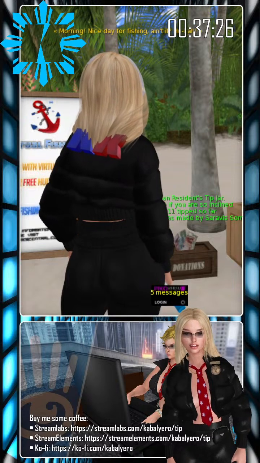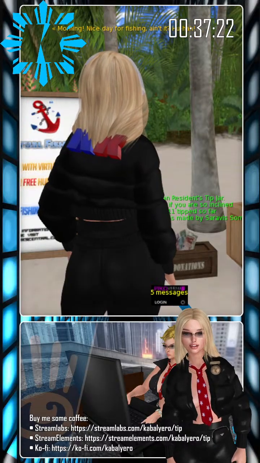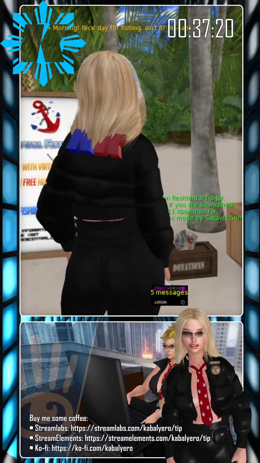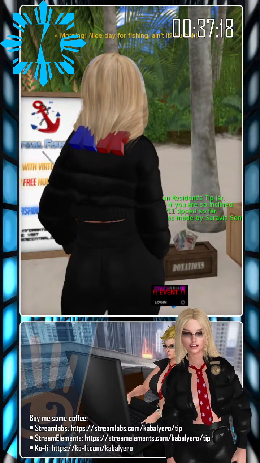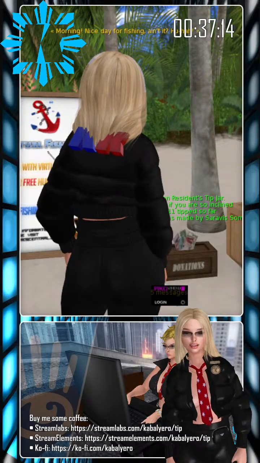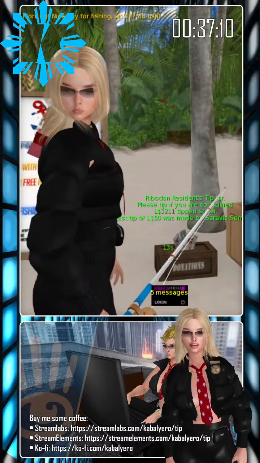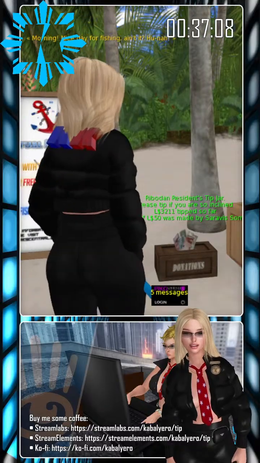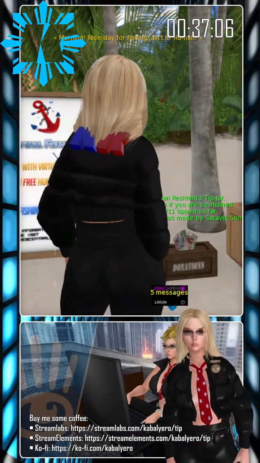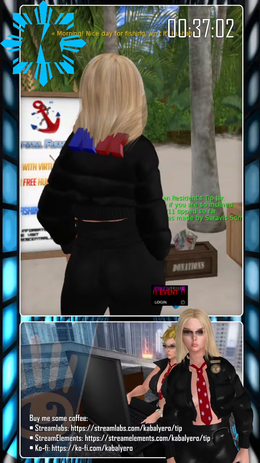Looking at the cast counter, I'm now at the 20. Is that the 20th? Yeah, it's the 20th cast. Earnings, it's at 11.9 Linden Dollars. So again, there's a chance of getting 20 Linden Dollars at the end of the 40th cast.